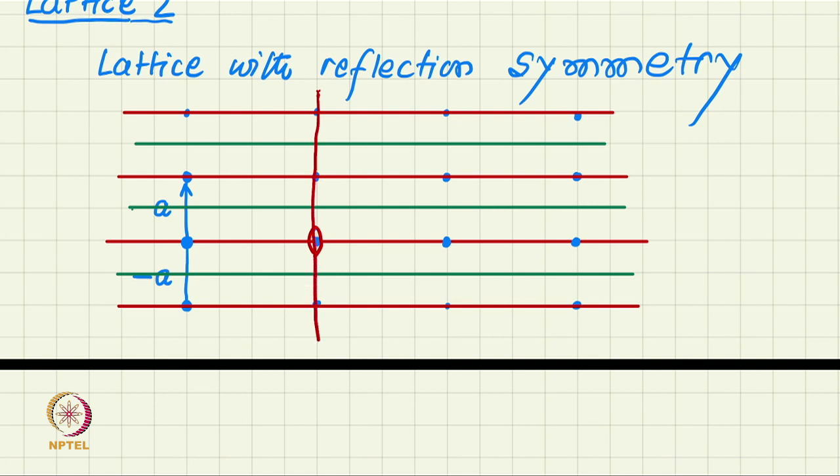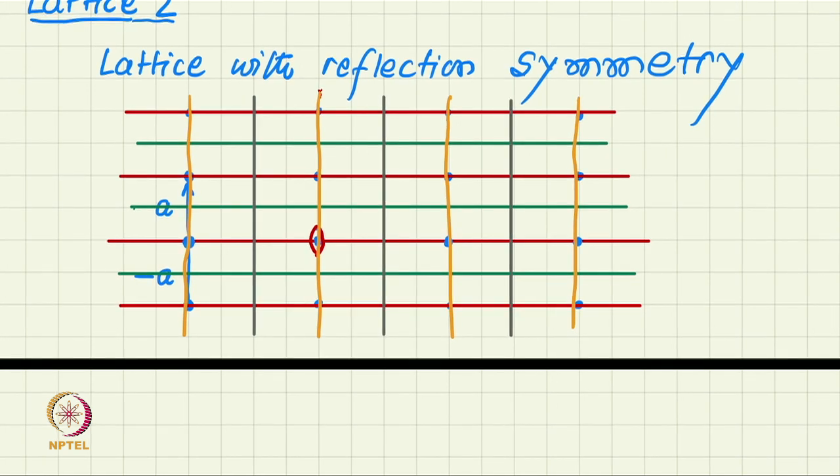Shall I use yet another color? Maybe. And these mirrors also will generate mirrors halfway between them. So, if you now see, these were the lattice points. So, you have a very rich system of mirrors and two-folds. All the intersection points are now two-fold, all the lines are mirrors.